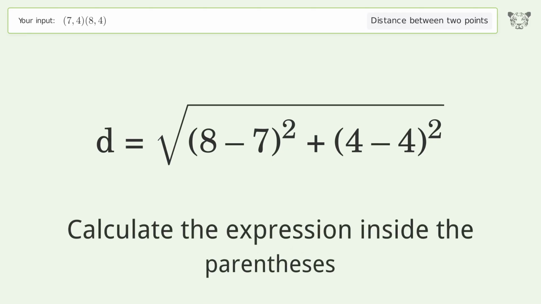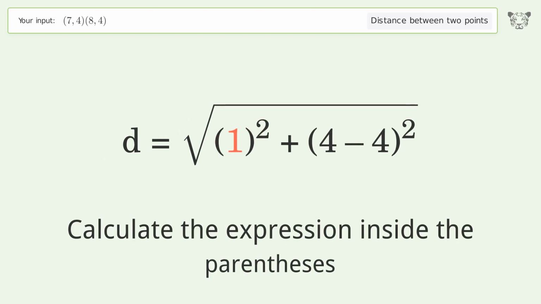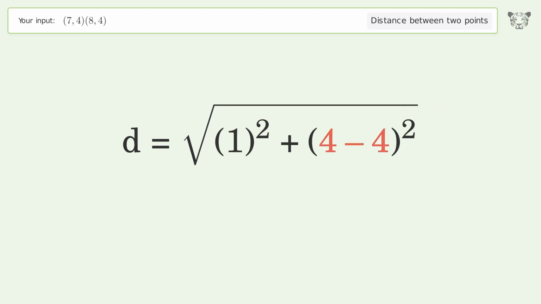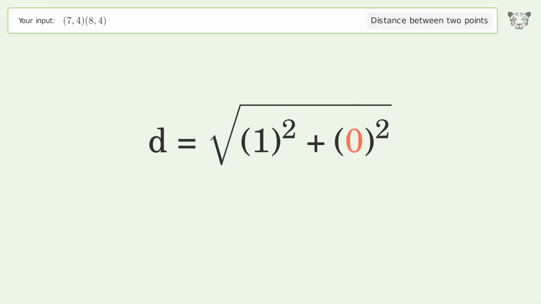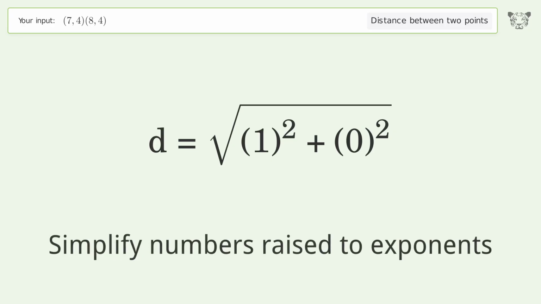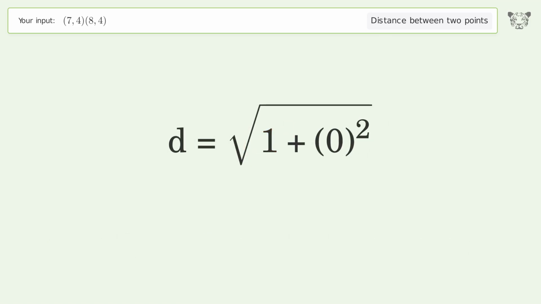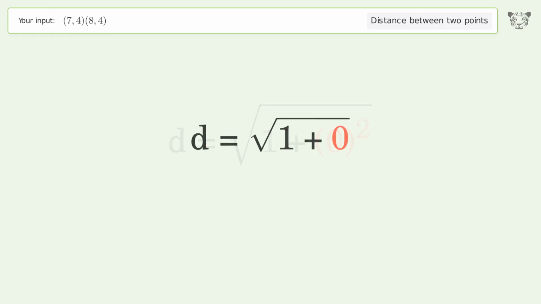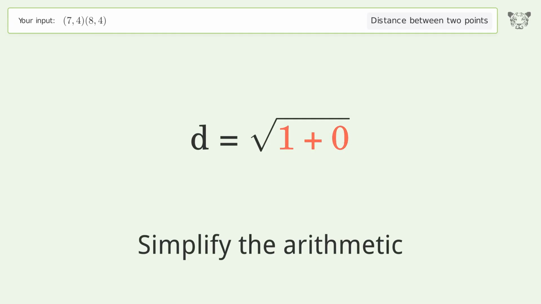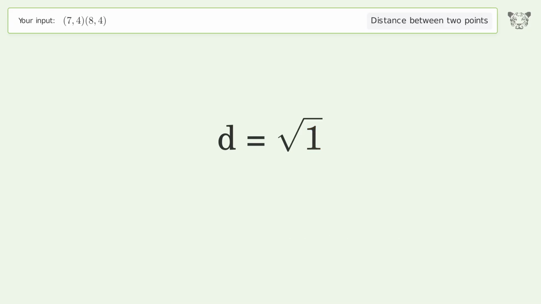Calculate the expression inside the parentheses. Simplify numbers raised to exponents. Simplify the arithmetic. And so the distance between the 2 points is the square root of 1 or 1.